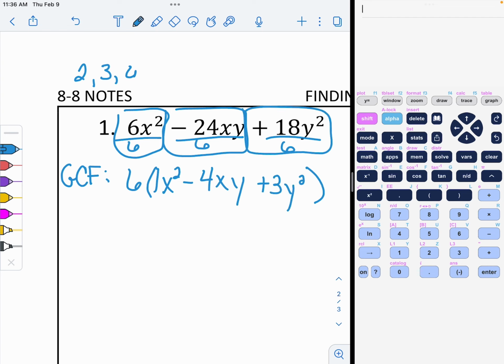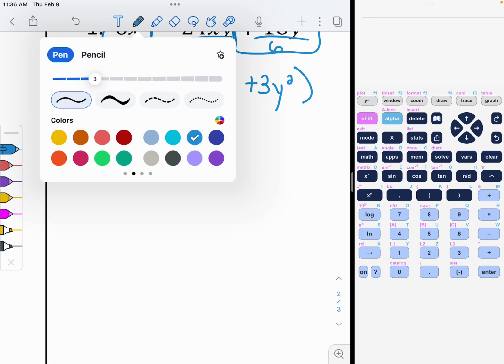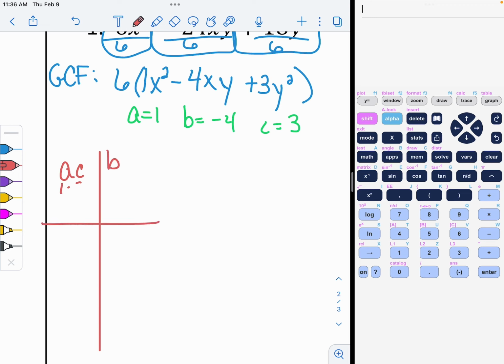So this is unusual for us, to have x's and y's after factoring out our GCF. That's okay. Let's still identify what we think a, b, and c are going to be. I see that a is 1, b is negative 4, c is 3. Don't let the extra variables mess with you, okay? So step 3, let's just trust the process. Do AC on one side, and B on the other. So AC is 1 times 3 and B is negative 4.